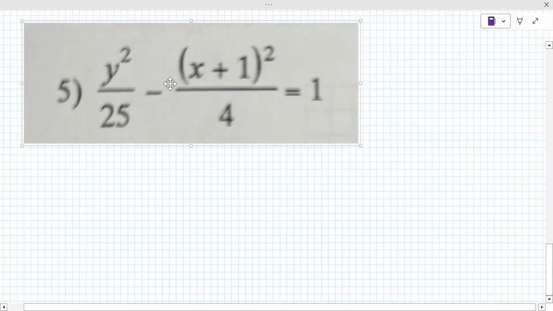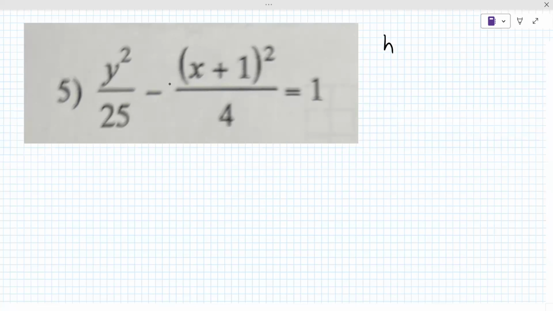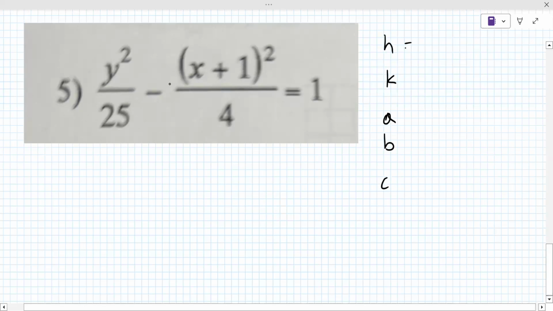So again, our goal is to identify H, K, A, B, and C. H always goes with X, K always goes with Y. Can you give me the values of H and K here? Hang on, let me write this down. Sure.